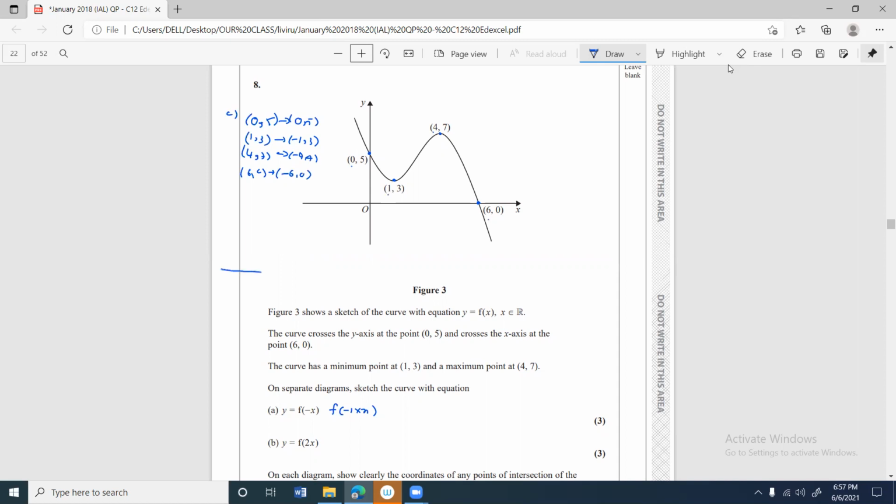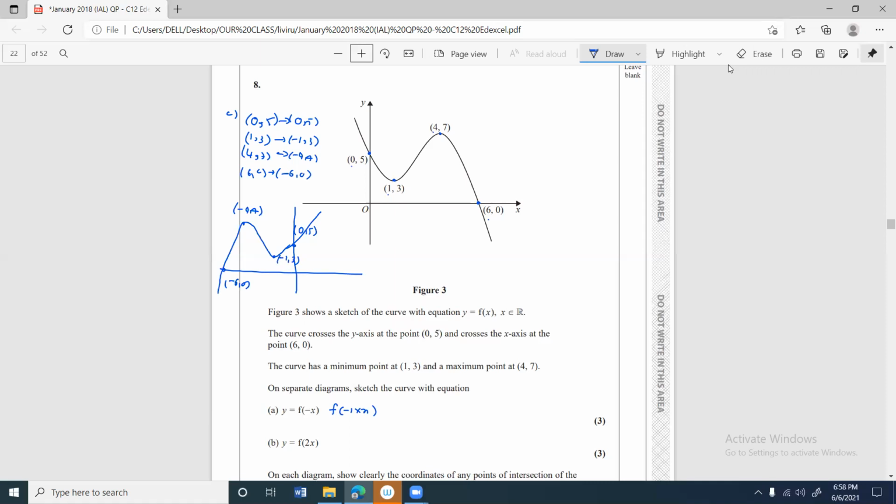Then over here, it's just like this. Then (0, 5) is here. It doesn't make a problem. This (1, 3) turns into (-1, 3). It's here, (-1, 3). You can mark like this. Then (4, 7) turns into (-4, 7). That's (-4, 7). (6, 0) turns into (-6, 0). So you can see the graph goes this way. It goes like this. That's the answer for part A.